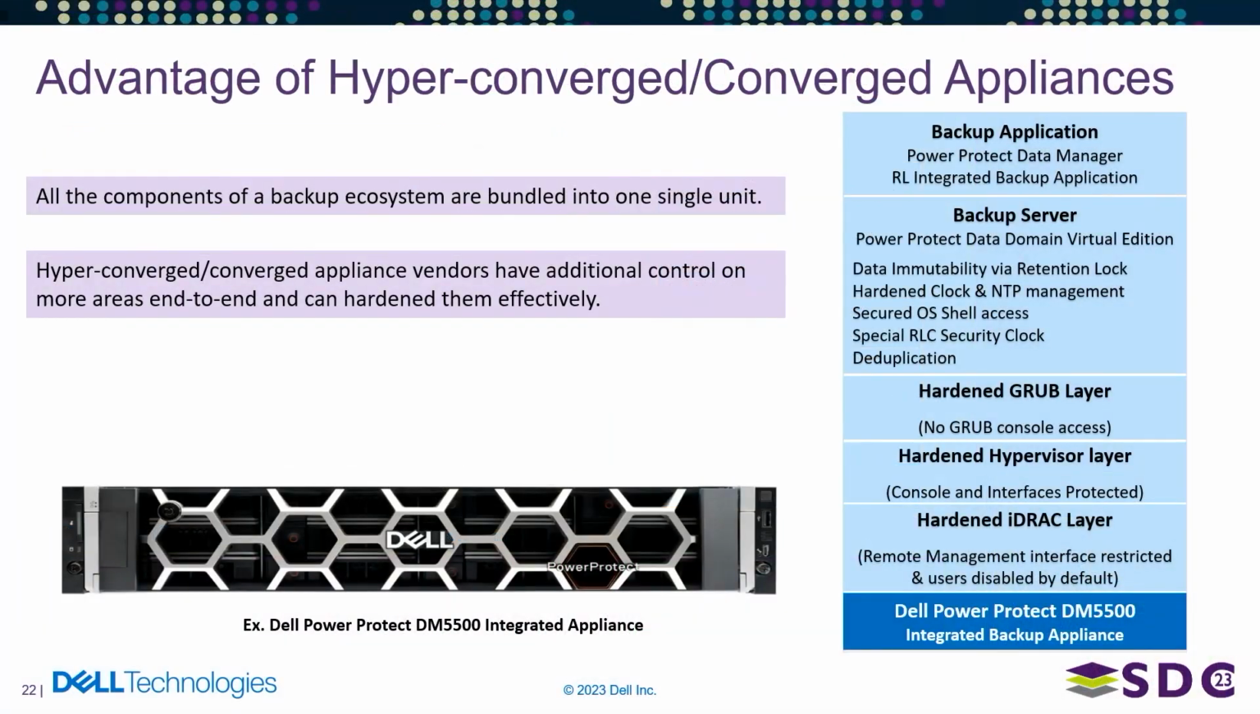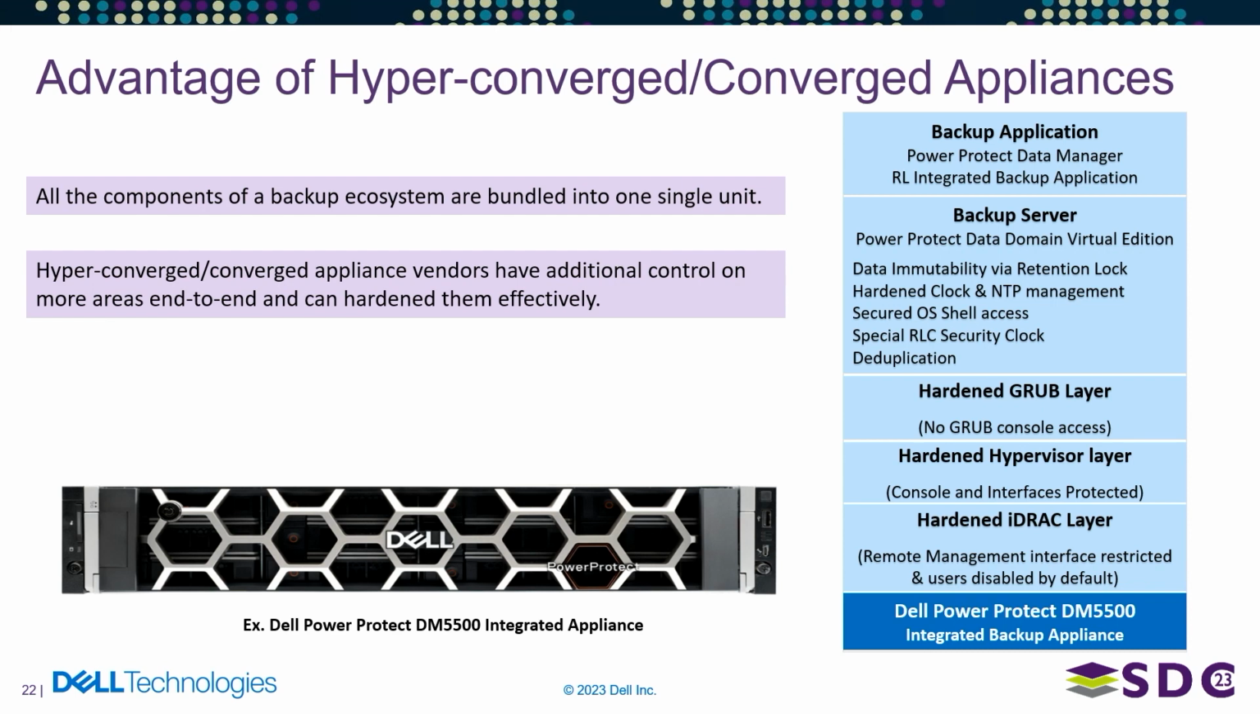Okay. Now, seeing all these attack vectors, it makes more and more sense if everything is integrated in one box instead of having different parts, so that a particular one vendor can harden everything in every layer. For example, on the right side, this is one of our Dell models, DM5500. The backup application is there, the backup server is there, which is DDVE, the GRUB layer is there, the hypervisor is there, it's VMware, and then the iDRAC is there.